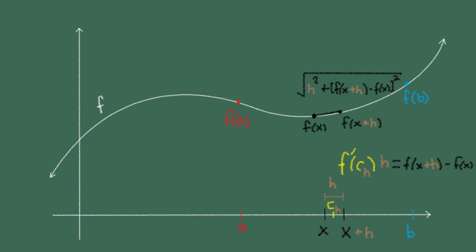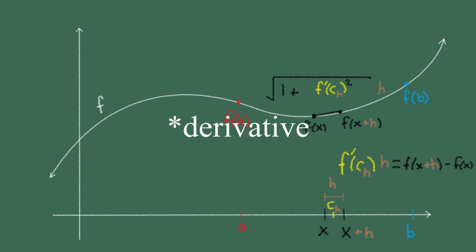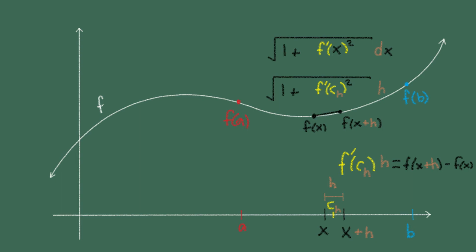Finally, substituting this knowledge into our distance formula, we find that the distance between the points x, f of x and y, f of y is equal to the square root of h squared plus f prime of c sub h squared times h squared. And that's equal to the square root of 1 plus f prime of c sub h squared, all times h. This formula has its derivative given by the limit as h goes to 0 of that formula, which is equal to the square root of 1 plus f prime of x squared dx.